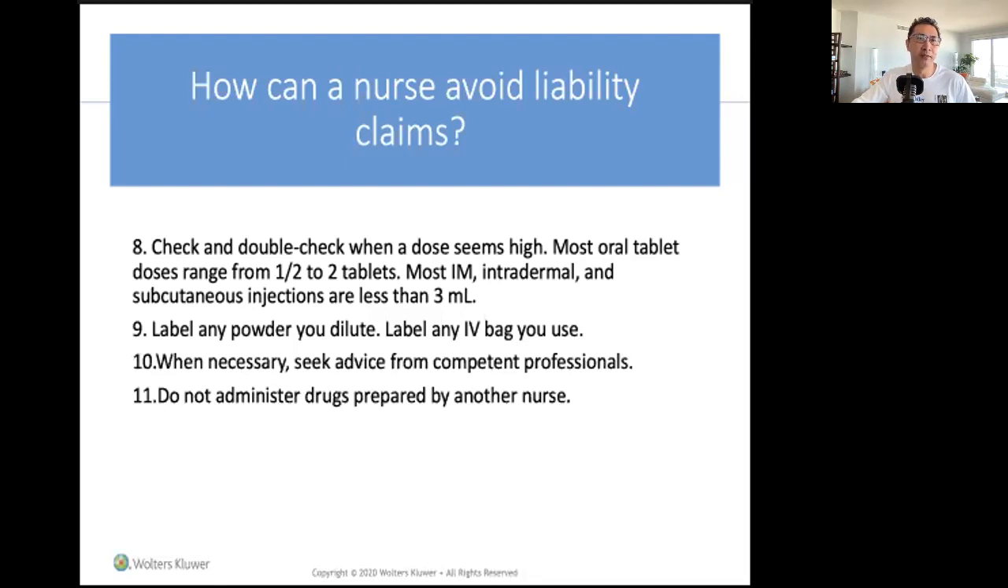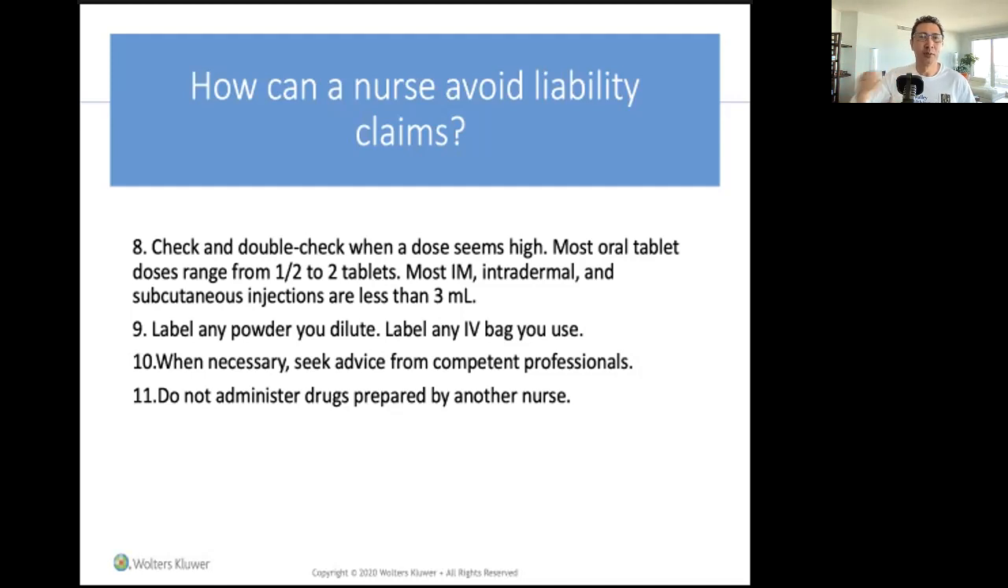When necessary, seek advice from competent professionals. When I'm seeking advice at the bedside, pharmacy is my best friend. Pharmacy Mike has a desk right there in the unit. Mike, what is this thing? How do I do this? And he's the expert. He'll tell me, do that slow, do that fast, that's for this, make sure you do this. Okay, thanks.